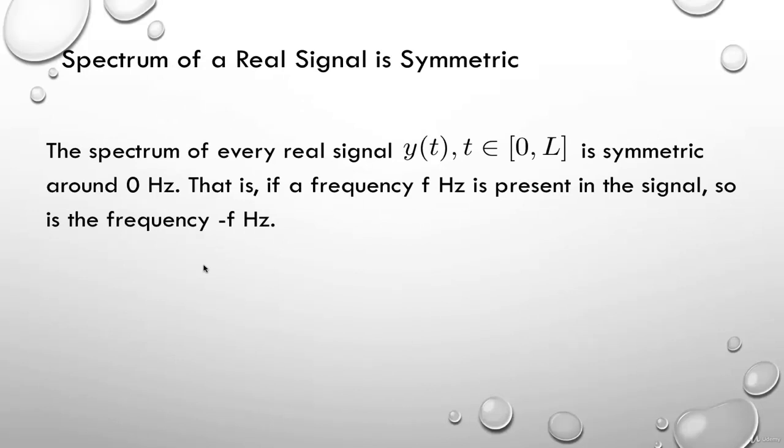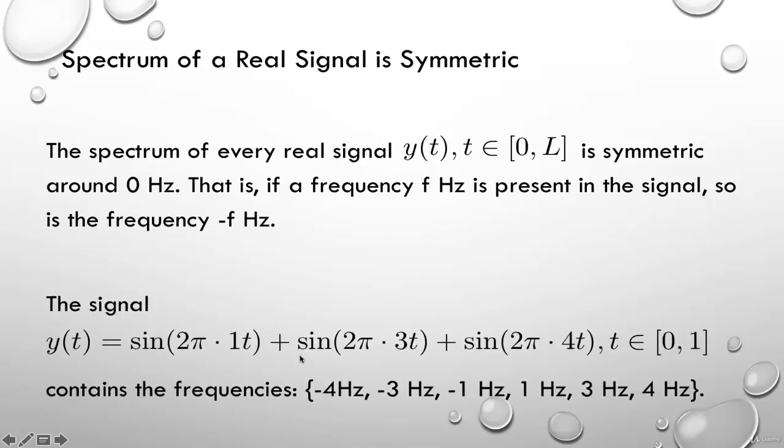Okay, so something that will be useful later, and something that we'll prove in one of the homework assignments in the next lecture, is that when you have a spectrum of a real signal, in other words, if I look at the frequencies of any real signal, this spectrum is symmetric around 0 hertz. What that says is that if I have a frequency f in my signal, then there's also a negative f frequency in my signal.